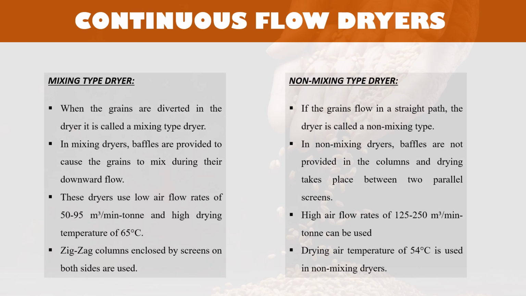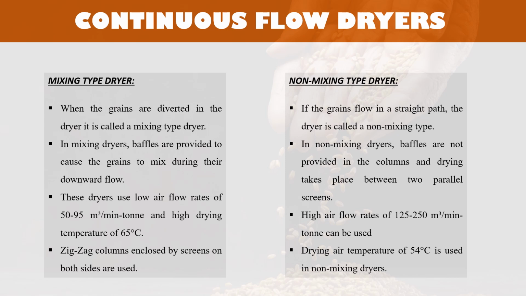In the mixing type dryer, when the grains are diverted in the dryers, it is called the mixing type dryers. In mixing dryers, baffles are provided to cause the grains to mix during their downward flow. These dryers use an air flow rate of 50 to 90 meter cube per minute per ton and a high drying temperature of 65 degrees Celsius. Zigzag columns enclosed by screens on both sides are used.